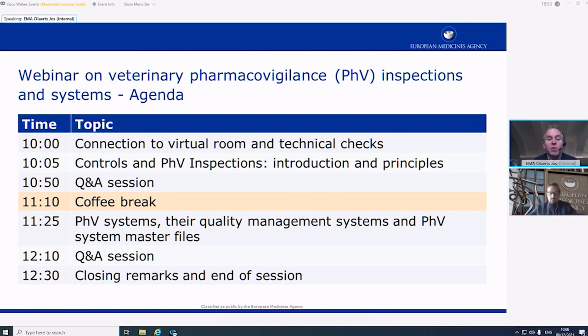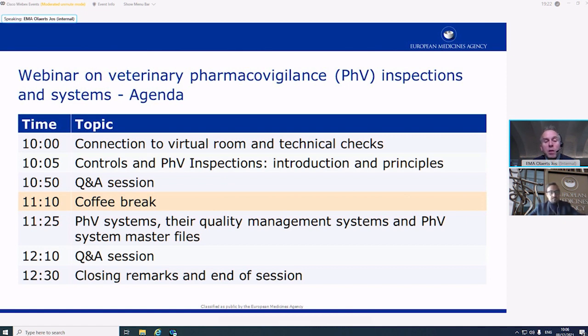And that brings us to the two sessions today, providing general principles. The first session is related to the module on controls and pharmacovigilance inspections. We will cover the regulatory framework, the planning, the conduct, reporting, follow-up, and operation of pharmacovigilance inspections in the EU for the monitoring of marketing authorization holders' compliance with the pharmacovigilance obligations.